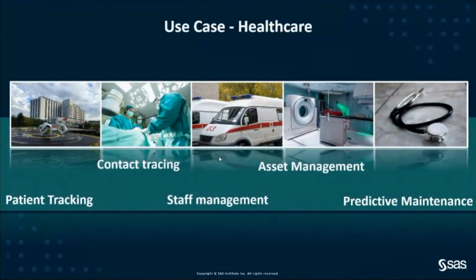So the next use case is from healthcare. Here again, we have different use cases of patient tracking. Contact tracing is the most recent, with COVID. We need to understand who was the person with the highest exposure, and how we can manage the staff, what the asset management is at the hospitals, and also predictive maintenance of the different assets in the hospital.